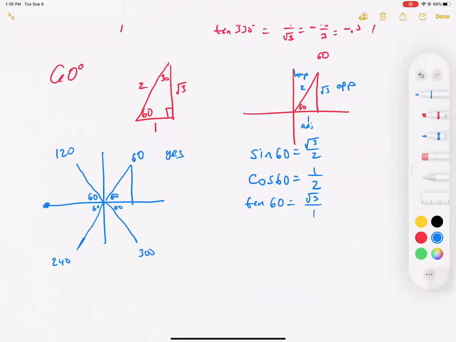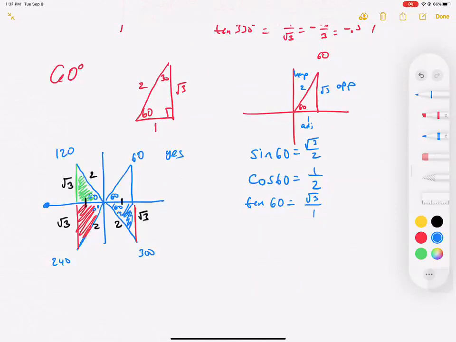Now what happens, it gives us all the other possible triangles for 60. So we have a triangle here, triangle here, just so you guys can see the different triangles. Now, what's so good about knowing it's a 60-degree triangle is because we know now that the sides are going to be 1, 2, square root of 3.